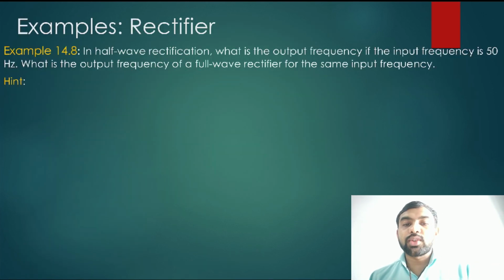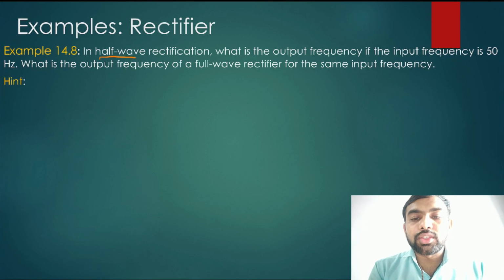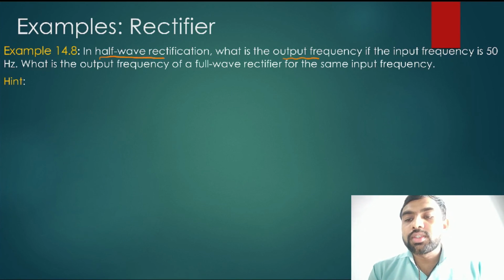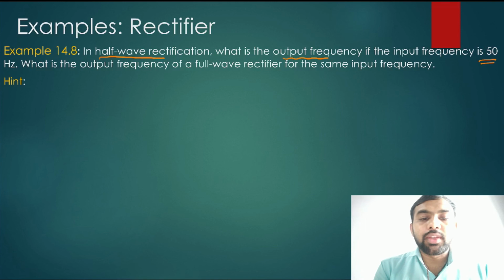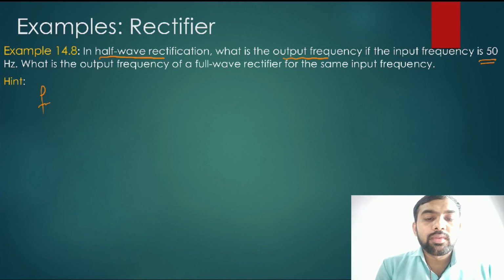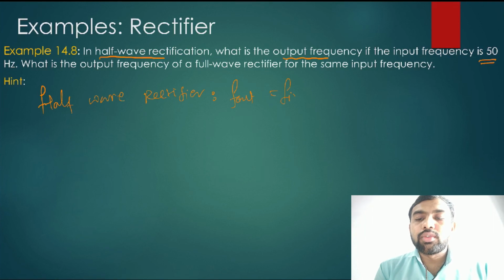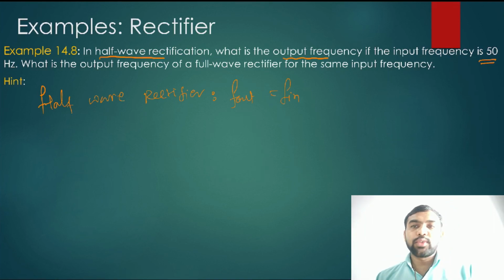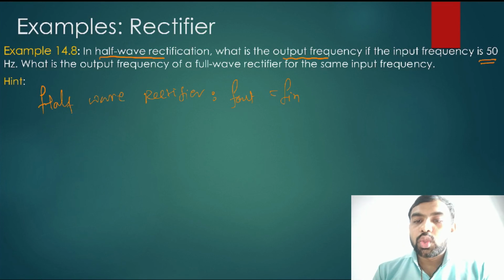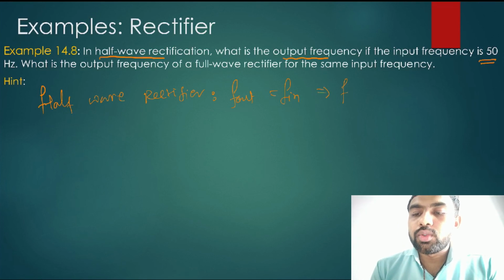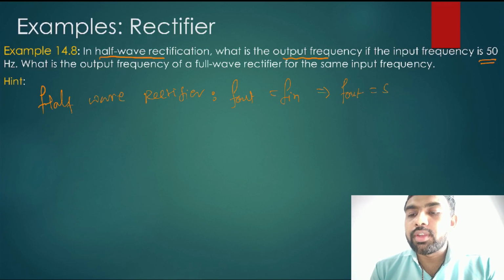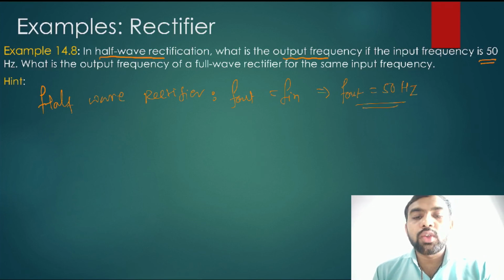One example which is based on rectifier. In a half wave rectification, what is the output frequency if the input frequency is 50? So very simple. In a half wave rectifier, output frequency is equal to input frequency. Yes or no? As we discussed in the theory session, output frequency is equal to input frequency. तो इनपुट फ्रीक्वेंसी कितनी है 50, तो आउटपुट फ्रीक्वेंसी भी 50 होगी.